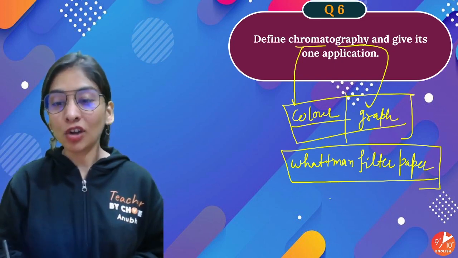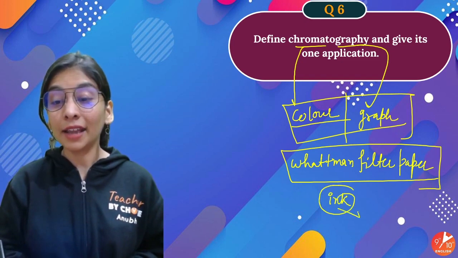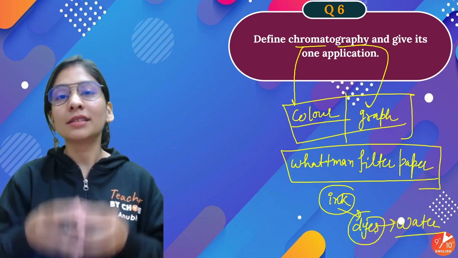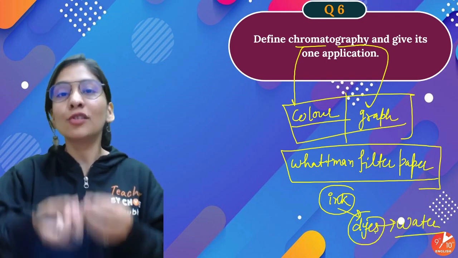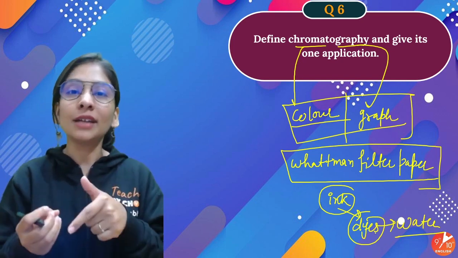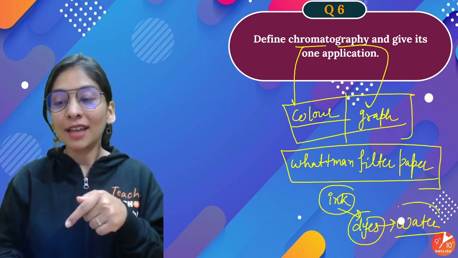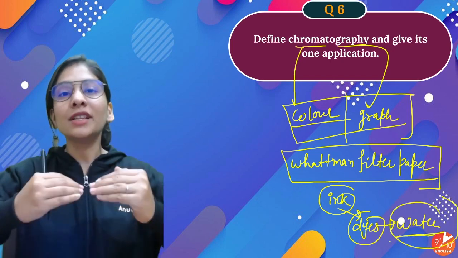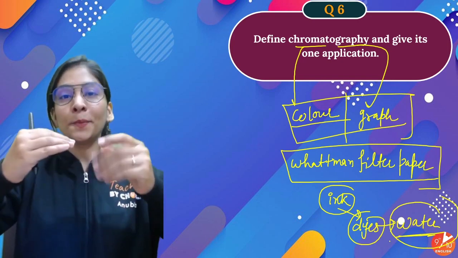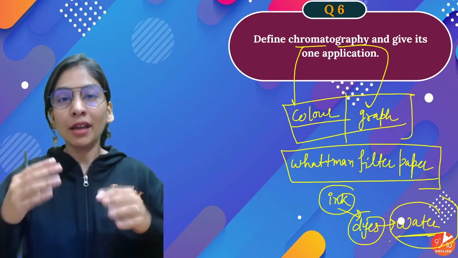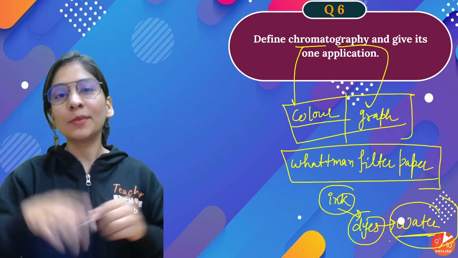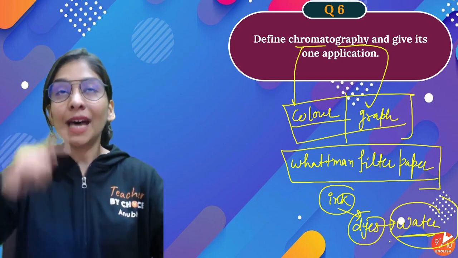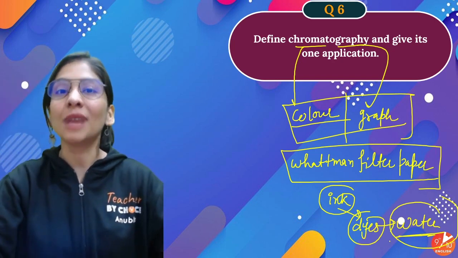Suppose I talk about ink. What exactly is ink? Ink is a mixture of so many dyes in water. So water here is the solvent, and the dyes are the different solutes, the colored components present. I can separate all the colored components of the ink because they have a difference in their solubility in water. When water rises on the filter paper having a spot of the ink, all of the color components will also rise because they're soluble in the water, but the one that reaches the maximum height is the one that's maximum soluble.